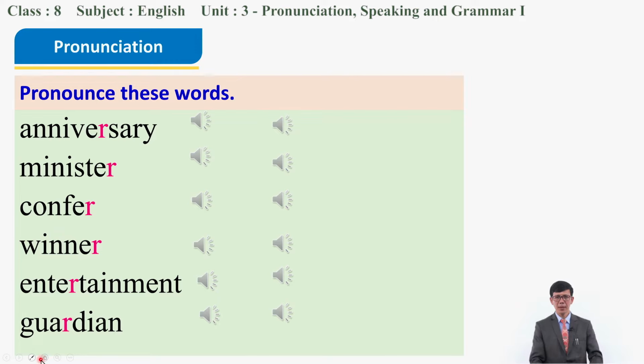Look at that. Again, you listen once and repeat after once played, okay? anniversary, anniversary, minister, Your turn. minister, Okay? confer, confer, Good. winner, Okay, winner, right. entertainment, entertainment, Okay. Guardian, Listen carefully.